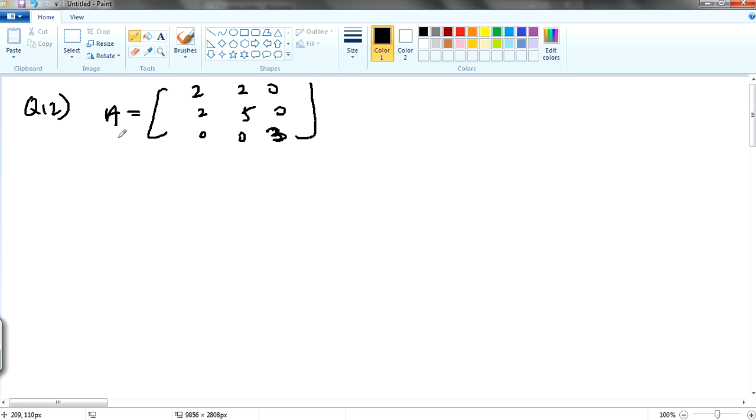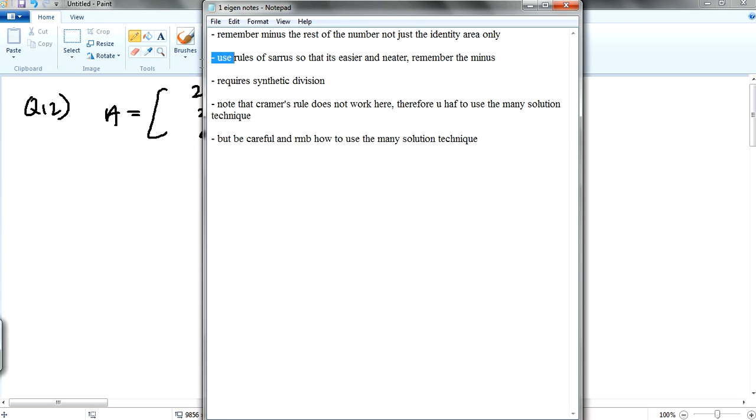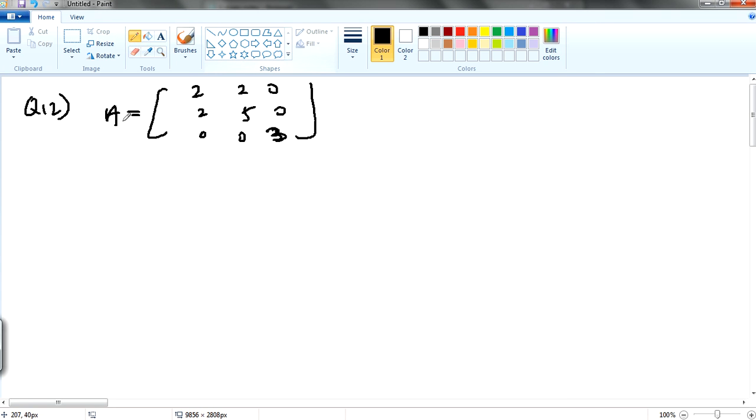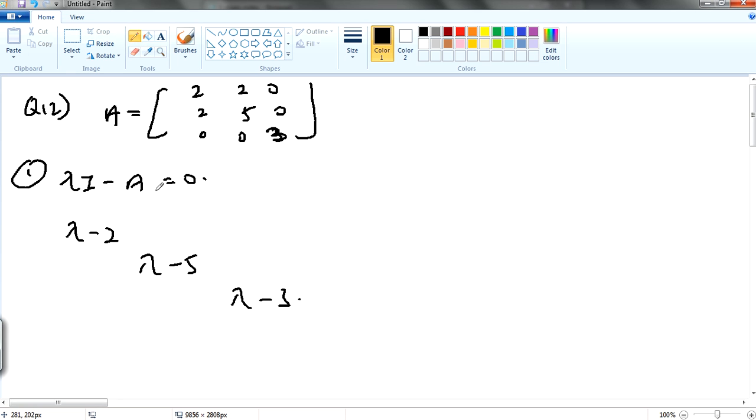So the first step, complacency, be sure not to do something stupid like me. It's lambda I minus A equals 0. Typically what I would do is, this is the first step, I will write lambda minus 2, lambda minus 5, and lambda minus 3. However, now change the sign. So now 2 will become minus 2, 0, 0, 2 will become minus 2 also, and then 0, 0. So this will be our matrix for lambda I minus A equals 0.